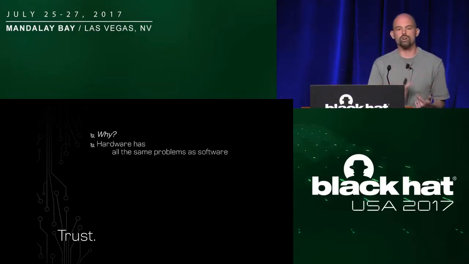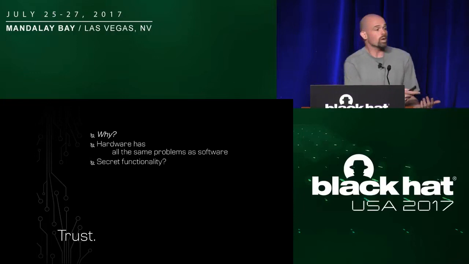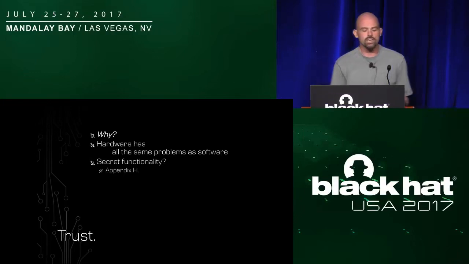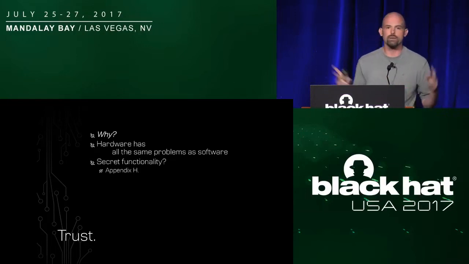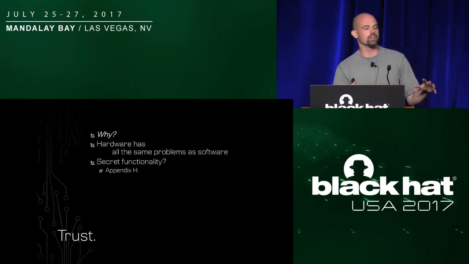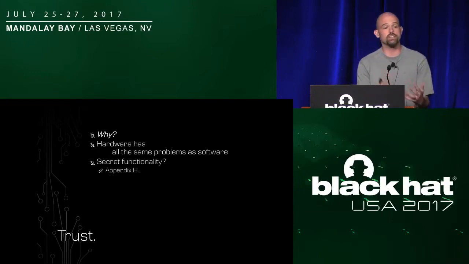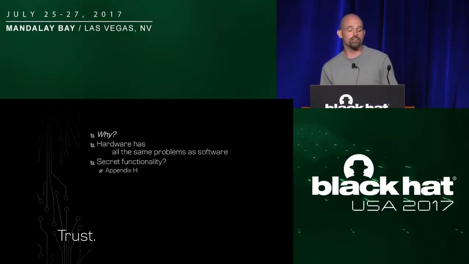Because hardware has all the exact same problems that software has. In software, we worry about secret functionality, right? Well, hardware has secret functionality. For example, Intel infamously had what were called the Appendix H documents with the Pentium processor. This was a secret set of documentation that described proprietary parts of the architecture that they didn't want the regular public to know about. You could only get access to Appendix H if you were a trusted Intel partner.